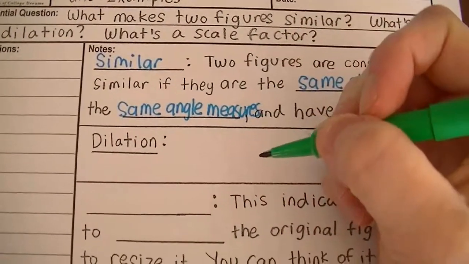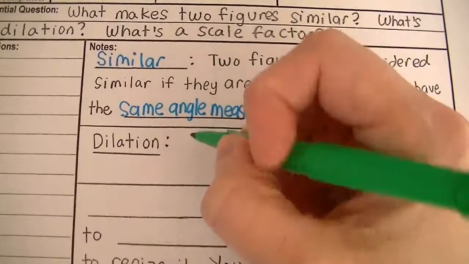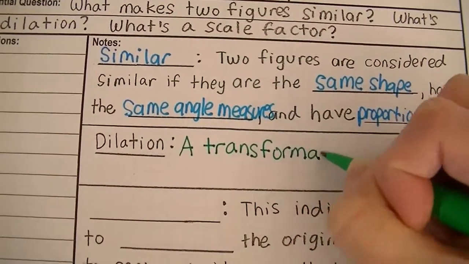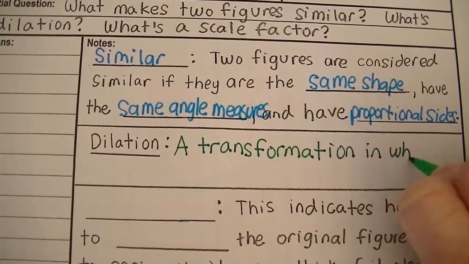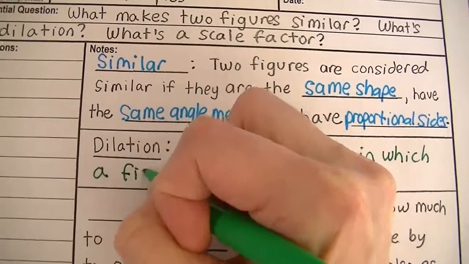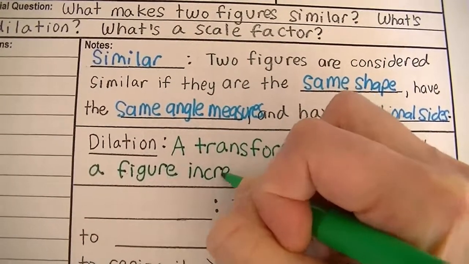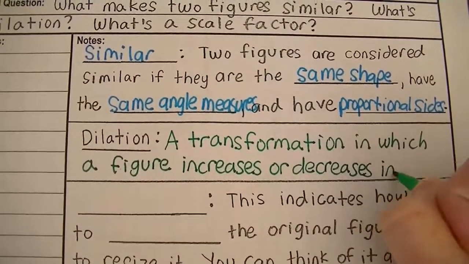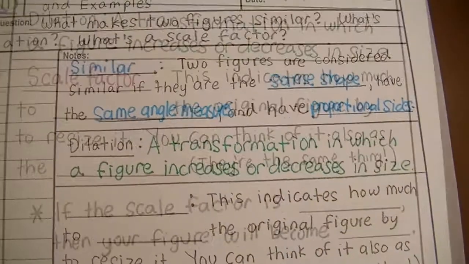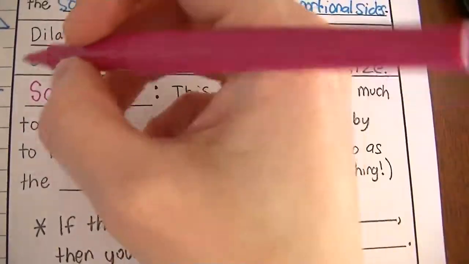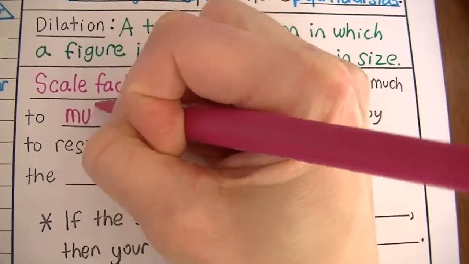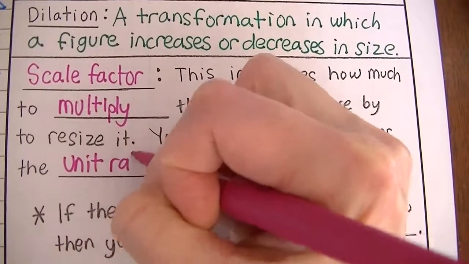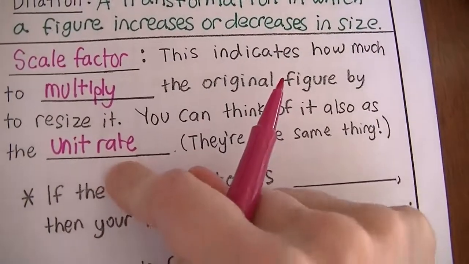A dilation is a transformation in which a figure increases or decreases in size. A scale factor indicates how much to multiply the original figure by to resize it. You can think of it also as the unit rate. They're the same thing, but typically in geometry, instead of saying unit rate, they're going to say scale factor.